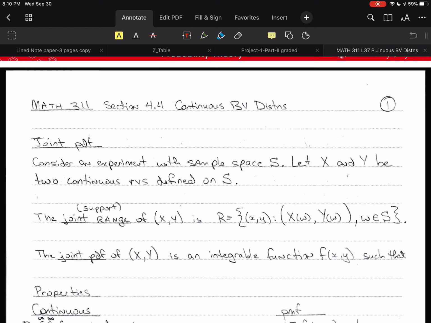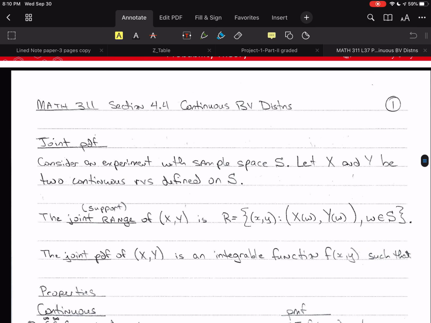So consider an experiment with sample space S, and we want to let x and y be two continuous random variables defined on S. Then the joint range or support of x and y together is given by, we'll call it R, capital R, the set of the points (x, y) such that x of w, or omega is the letter we actually use, but we'll say W for this course, that's fine. So x of W and y of W.